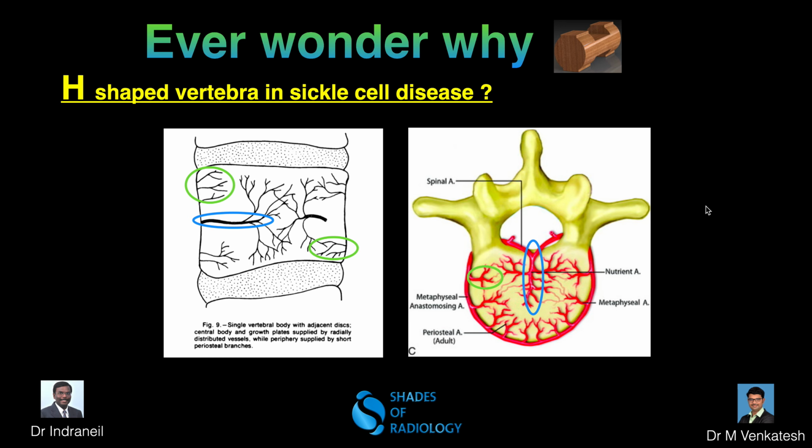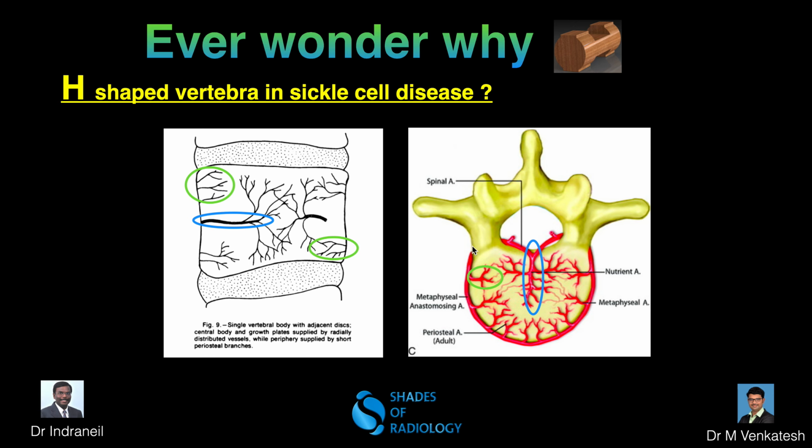In thoracic or lumbar vertebra, the periosteal branches will be arriving from the posterior intercostal artery in the thoracic vertebra and lumbar arteries from the lumbar vertebra at the lumbar vertebral level. So these metaphyseal branches are very small and supply the periphery of the vertebral body. So what happens to the center of the vertebral body? This is the main reason what exactly happens.